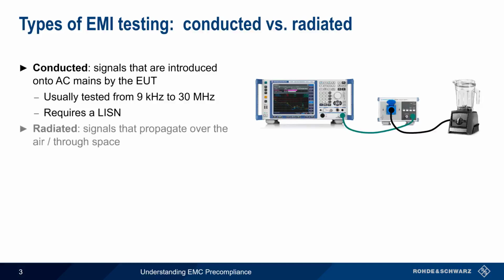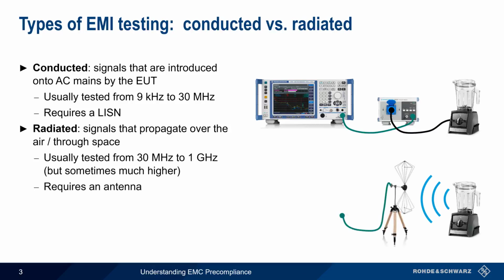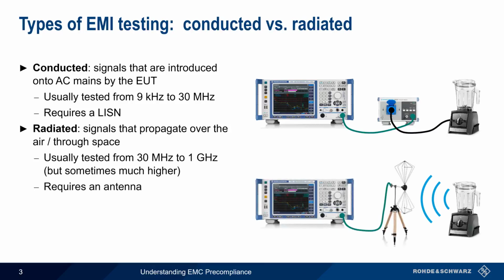The other type of testing is radiated testing, in which we measure the signals radiated by the device under test. Radiated testing is usually tested from 30 MHz to 1 GHz, although some standards may require testing at much higher frequencies. Since these are radiated tests, an antenna is required, which is then connected to our measuring instrument. Note that for radiated compliance testing, a shielded chamber or suitable open-air test site is also required.